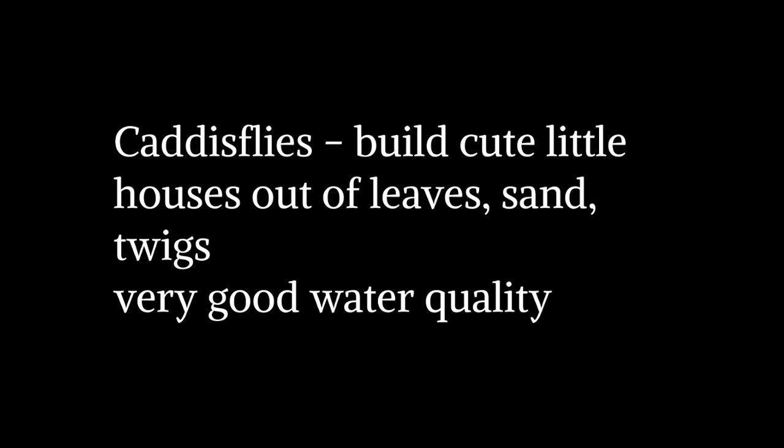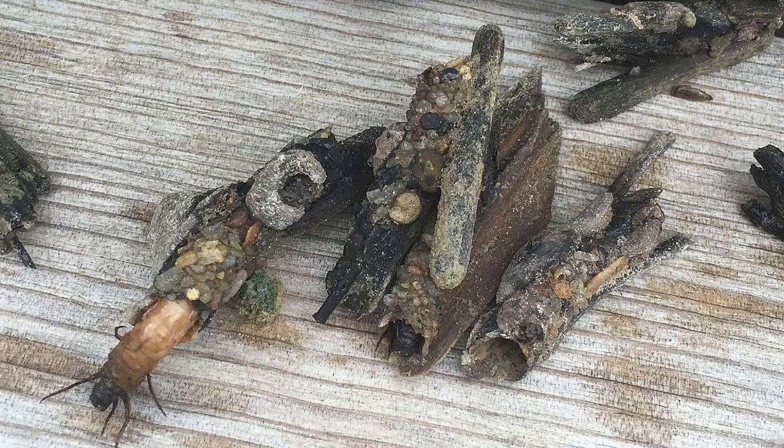But caddisflies build cute little houses out of leaves, sand, and twigs. In college, we actually had to identify these for some of my research, and you identify them by what they use to build their houses. And so they look like little tubes, but you can pull them out.